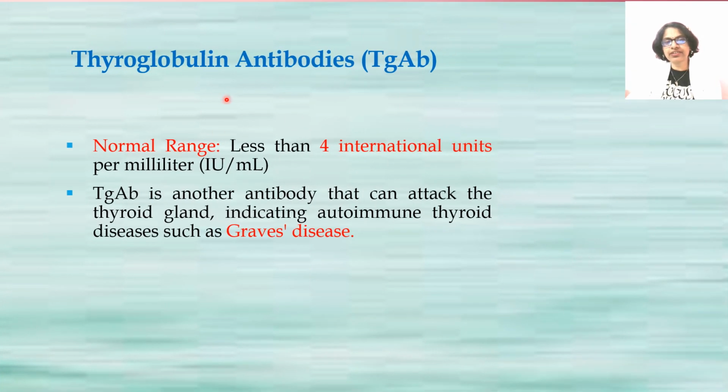Another antibody investigation is thyroglobulin antibodies. The normal range should be less than 4 international units per milliliter. TgAb, thyroglobulin antibody, is another antibody that can attack the thyroid gland, indicating autoimmune thyroid disease like Graves' disease.